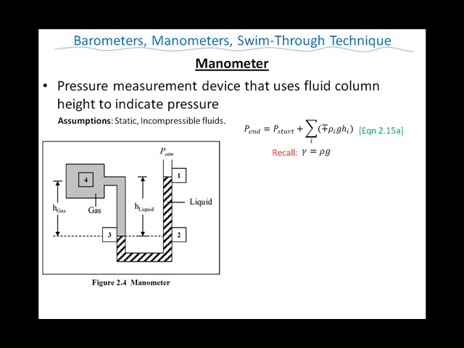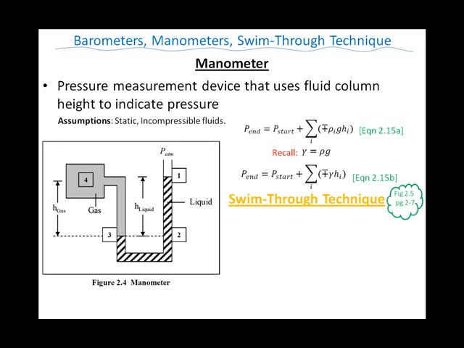Recalling that my specific weight is equal to my density times gravity, I can also rewrite this equation as: my end pressure is my starting pressure plus the summation of all of the specific weights of the fluids times their changes in height. That's given in your book as equation 2.15 Bravo. We use this equation in what's called the swim-through technique, which we use to solve for manometers. The swim-through technique is figure 2.5 on pages 2-7 in your textbook for your reference.